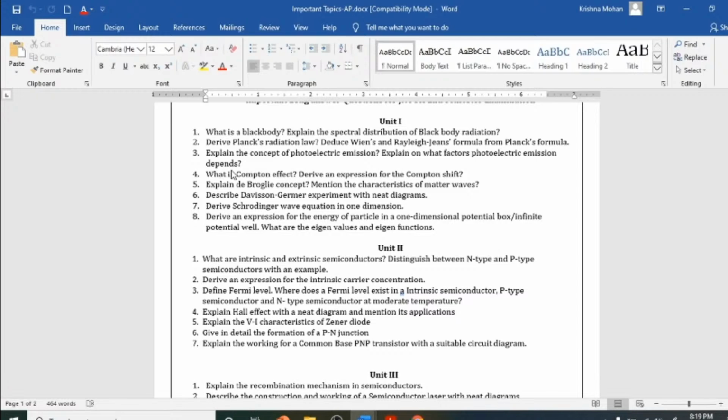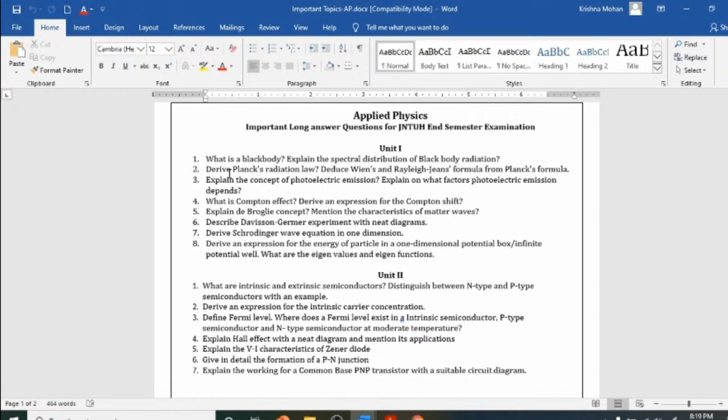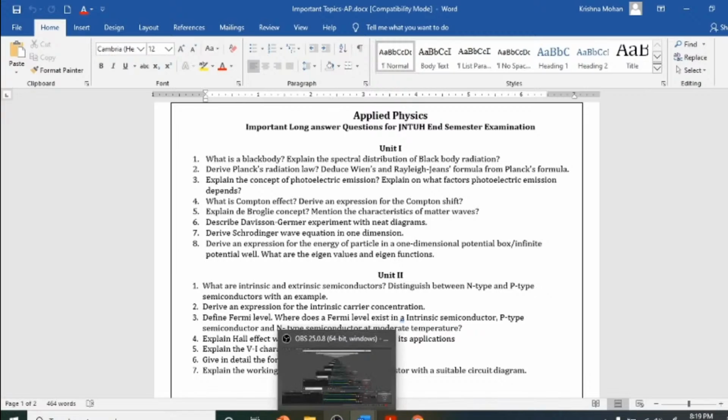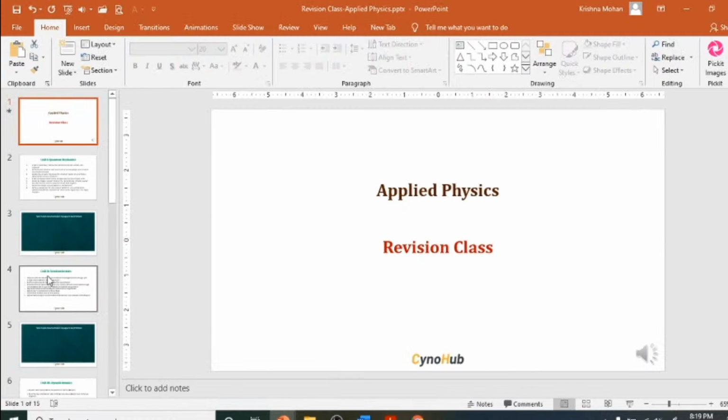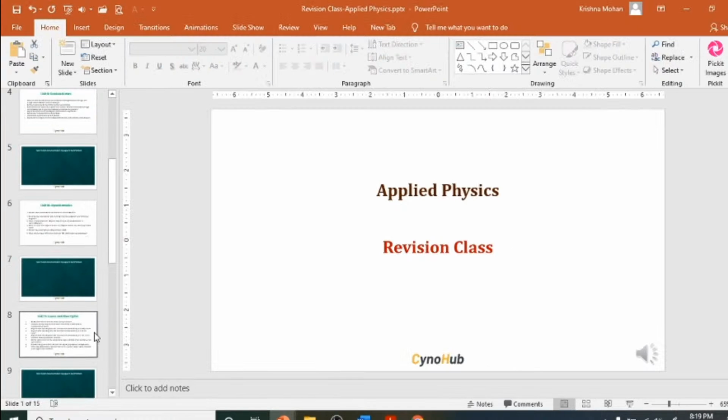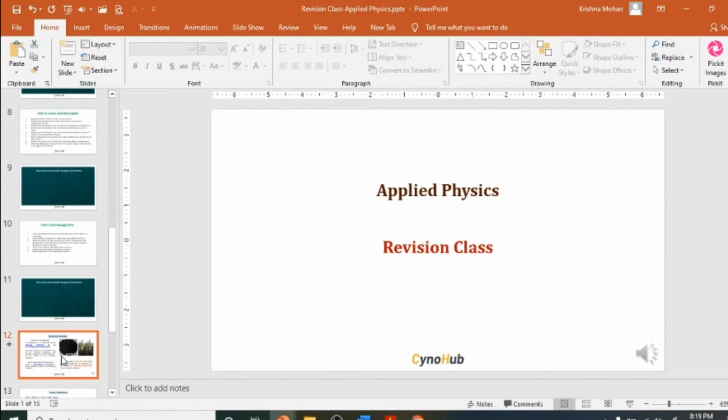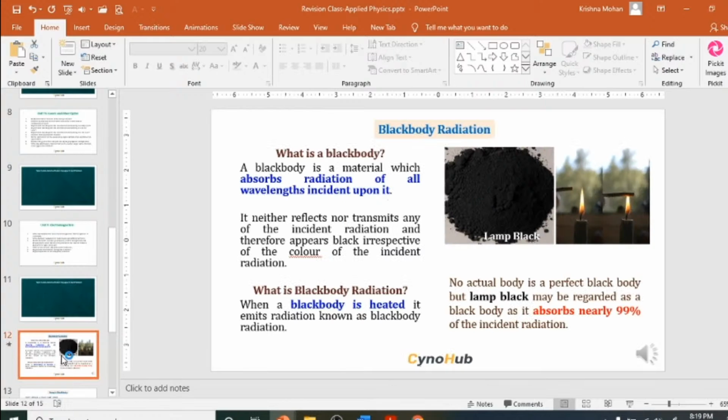Now talking about black body radiation, the first question here is, what is black body, and explain the spectral distribution of black body radiation. If this is the question, how to answer this question? Now I'm going to this one, so normal our presentation. You would write what is a black body. Black body is a material which absorbs radiation of all wavelengths incident upon it, and you would write about what is black body radiation. When a black body is heated, it emits radiation known as black body radiation, right?